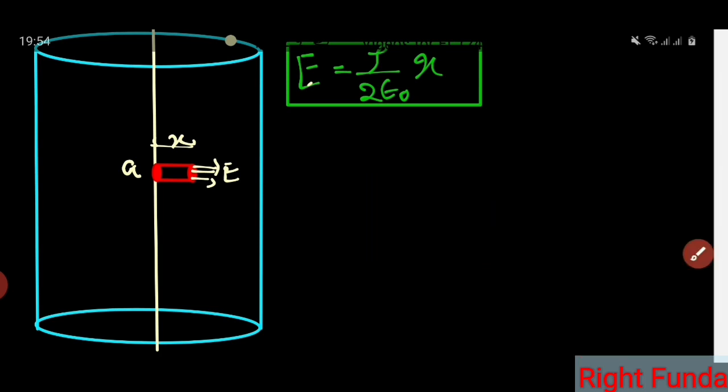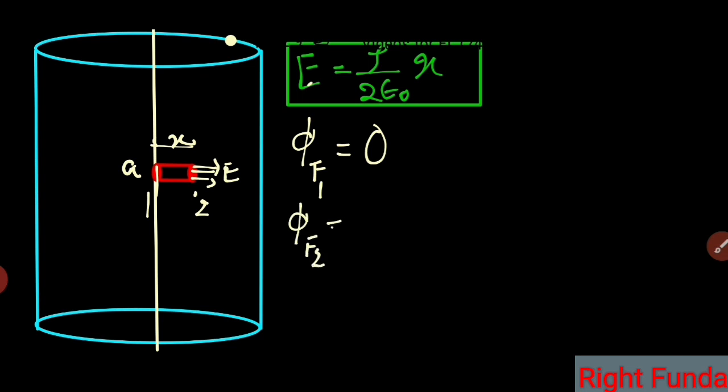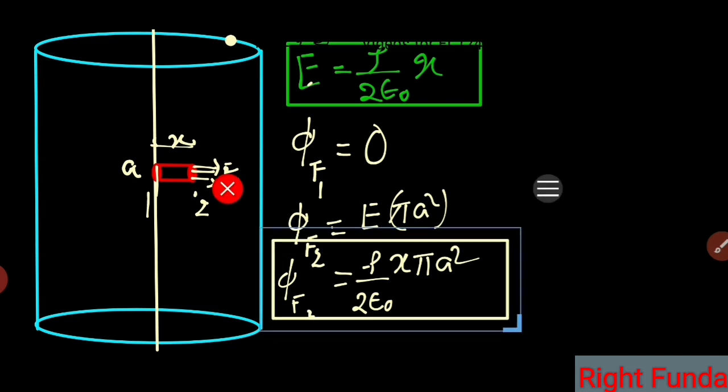We know the field at this point, so find out the flux through the flat surface first. There are two flat surfaces, flat surface 1 and flat surface 2. Flux through flat surface 1 will be equal to 0 because the electric field itself is 0 there. The flux through flat surface 2 will be perpendicular, because the field goes radially outward, through a very small region. So this will be equal to E into pi A square, where A is the radius of the cylindrical region considered. We know this is equal to rho by 2 epsilon naught into x into pi A square. This is the total flux through the two flat surfaces.